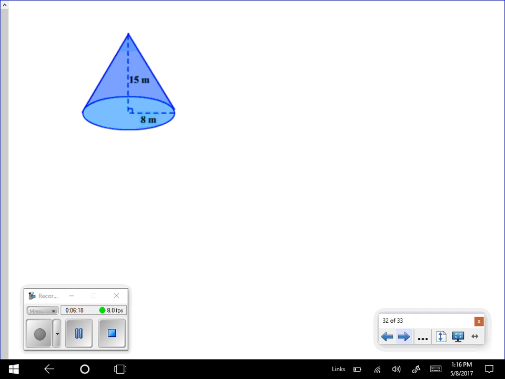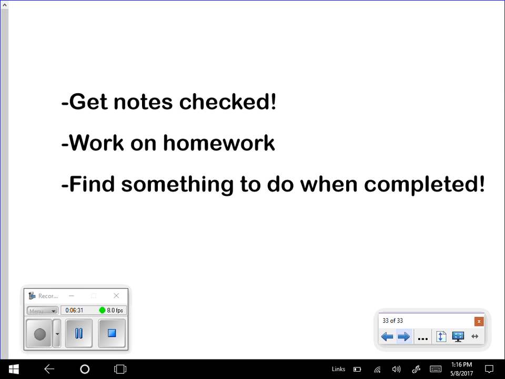All right, finally your example. So go ahead, take a moment, try this one. Yes, you need to write it down. And when you are done, you can get your notes checked and you'll be able to work on homework. But something important that I want to stress is find something to do when you are all done. All right, if you have questions throughout the video, make sure you come ask. This is your time to get any questions about the lesson answered. While I'm not teaching, you're able to come talk to me. So make sure you do that.